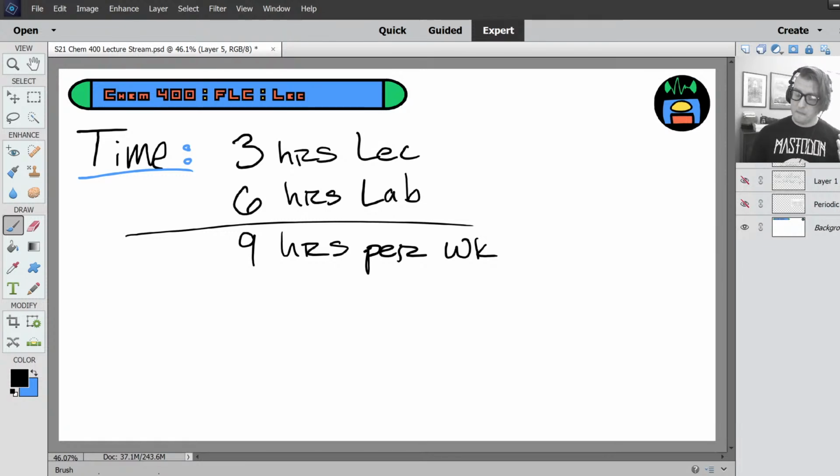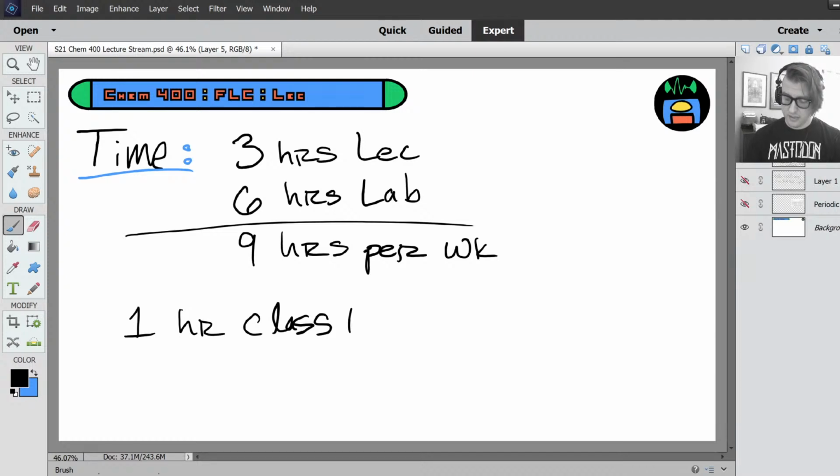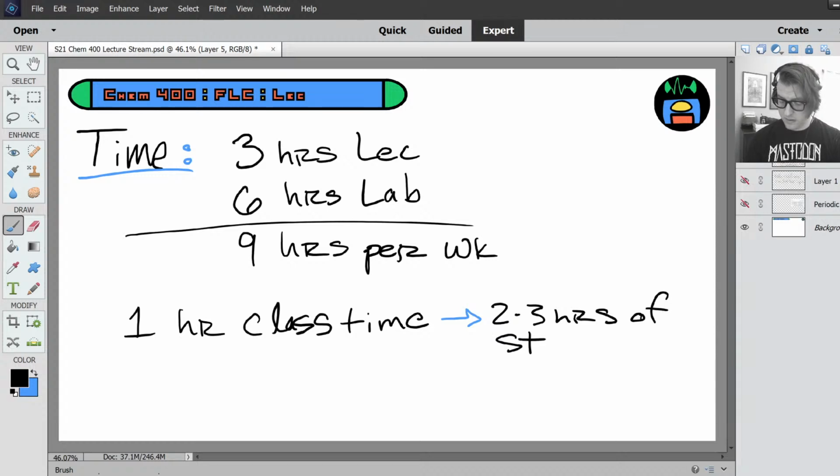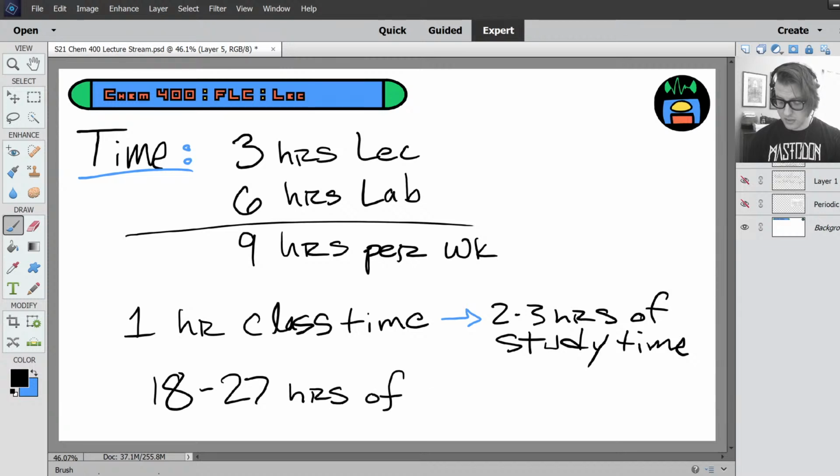All right, and the rule of thumb is 1 hour of class time for an average college class translates into 2 to 3 hours of study time. That means you want to be devoting somewhere between 18 and 27 hours of study per week.